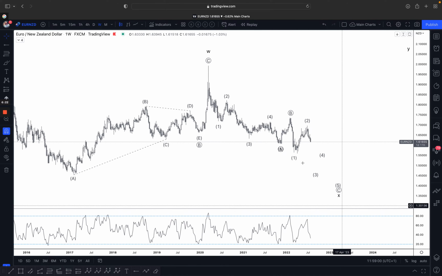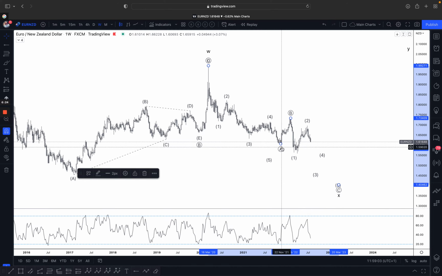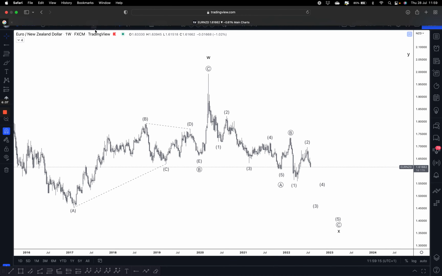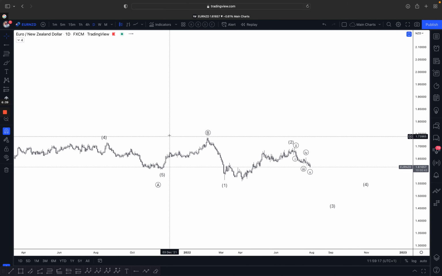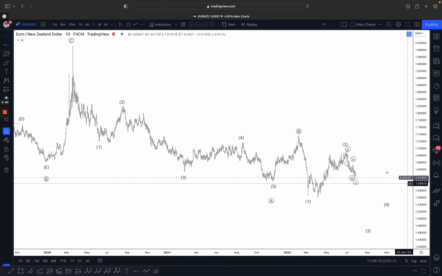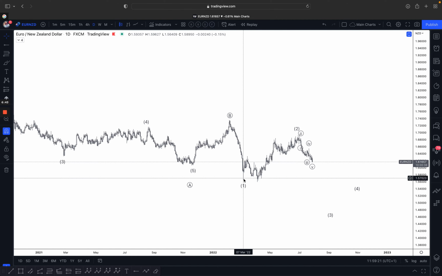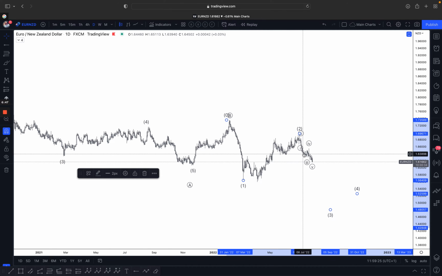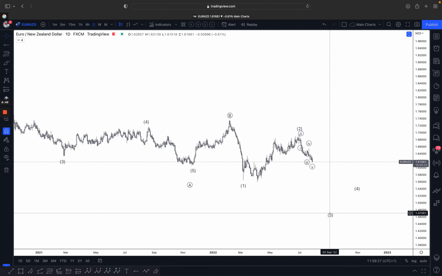Now we're currently in the X connector. Let me just quickly clean this up. Got 5 wave down into wave A, B, and I can see with the price action that we are currently in wave 3 at the moment. Let's have a look at the daily time frame here. We can see wave 1, expanded flat 2, and I believe we are currently unfolding wave 3 to the downside.